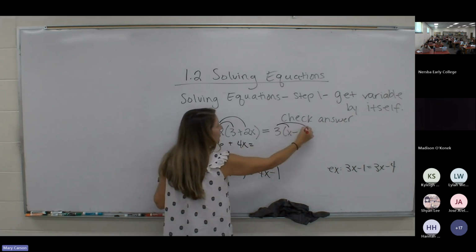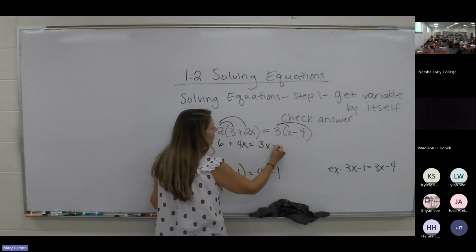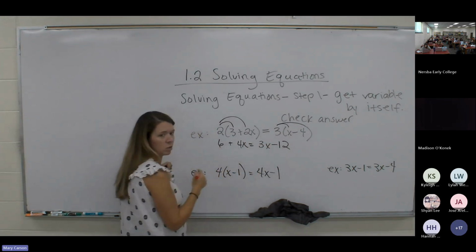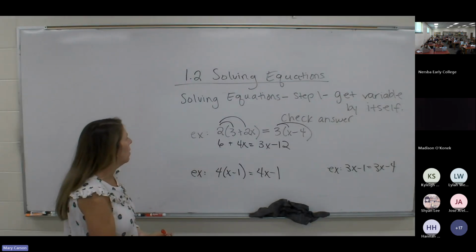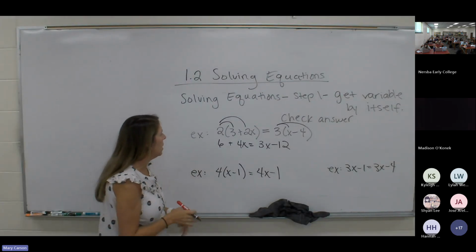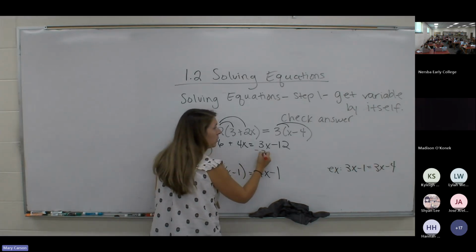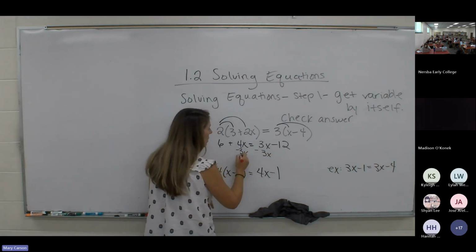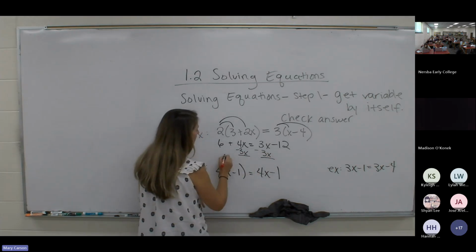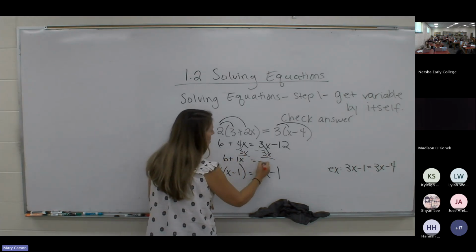And then the same thing for this side. So 3 times x is 3x. 3 times -4 is -12. And that's called the distributive property. Now it really just depends on what you wanted to move, okay? If you like the x to be on the left-hand side, then you might have gone ahead and moved this 3x over, okay? And you would get 6 plus 4x minus 3x is 1x equals -12.